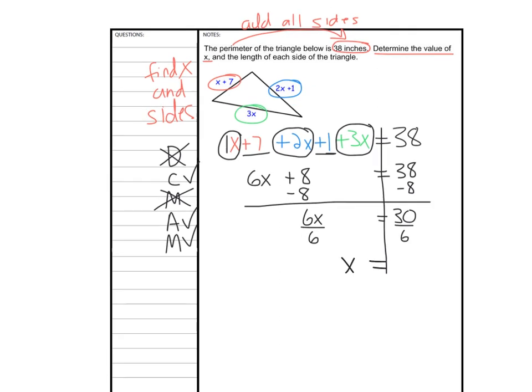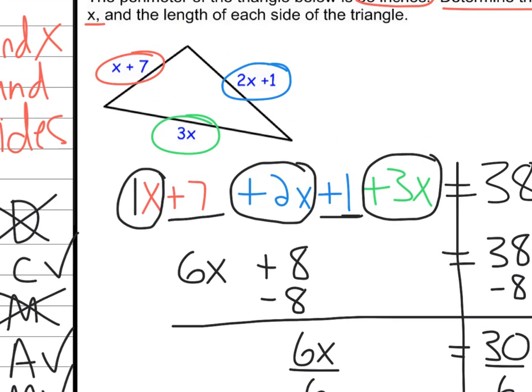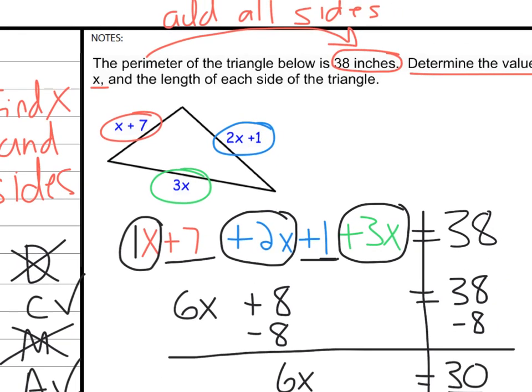X equals 5. So I'm halfway done with the problem because I was supposed to find x and find the sides. So if I look back up at my triangle, x is 5. Let me write that down up here again, that x is 5. To find the side lengths, I need to put 5 in wherever I see an x and figure out how big the sides are. So I'm going to start with the red side.